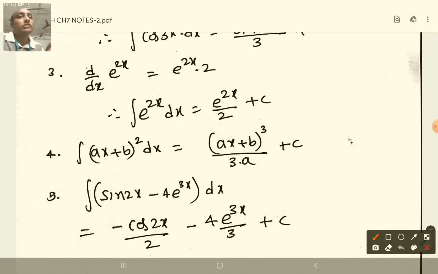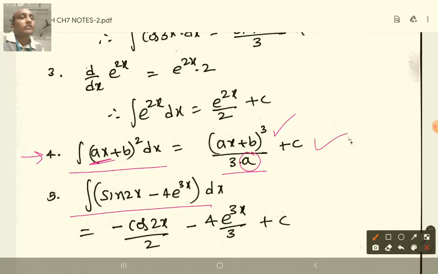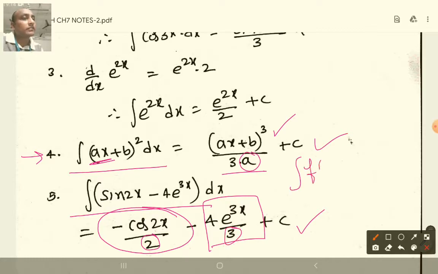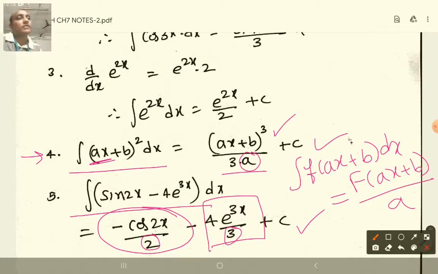Okay. The fourth question is integration of ax plus b whole to the power of 2 into dx, which is ax plus b whole cube by 3 into a, because of the x coefficient, plus c. Then sin 2x minus 4 e power 3x gives minus cos 2x by 2 minus 4 e power 3x by 3 plus c. Because the x coefficient is 2, that's why it was divided. I told you a formula: the integral of f of ax plus b dx will be capital F of ax plus b by a, because the x coefficient should be divided, right?